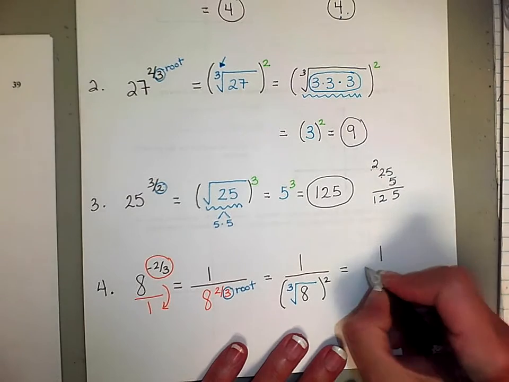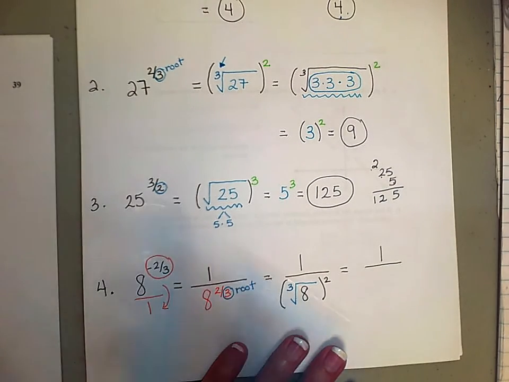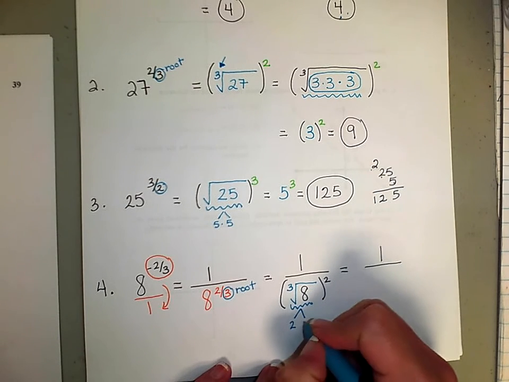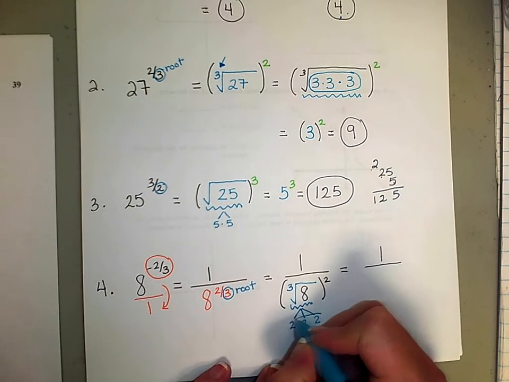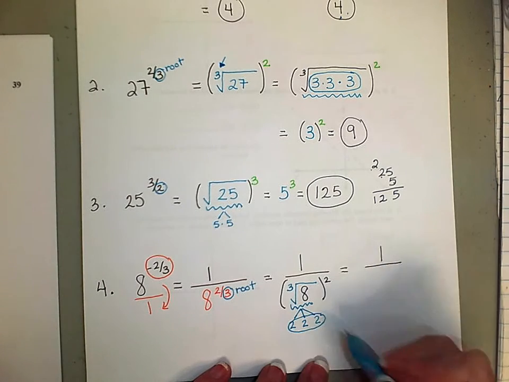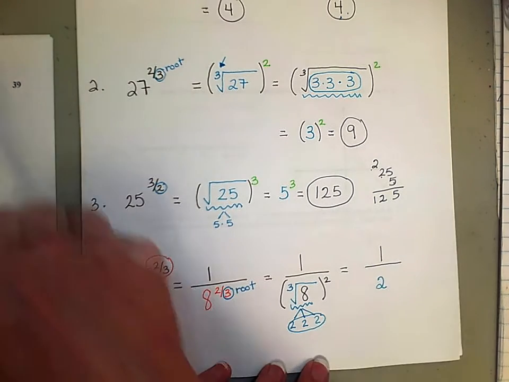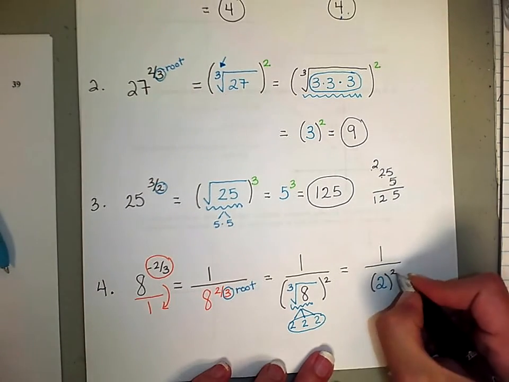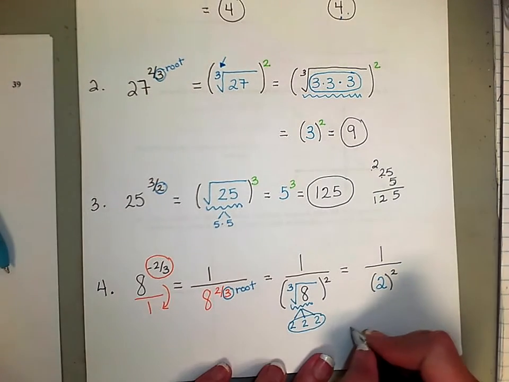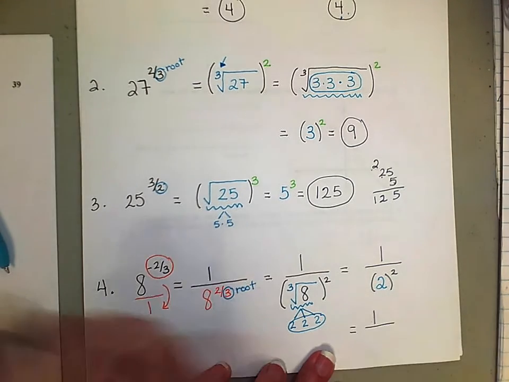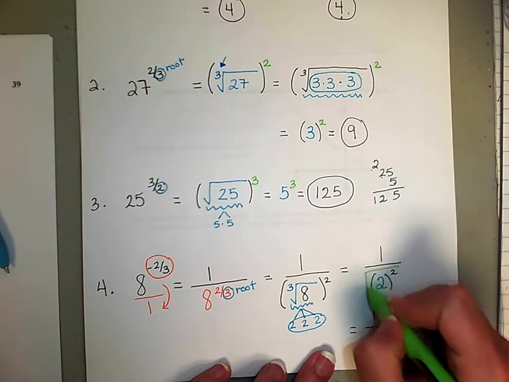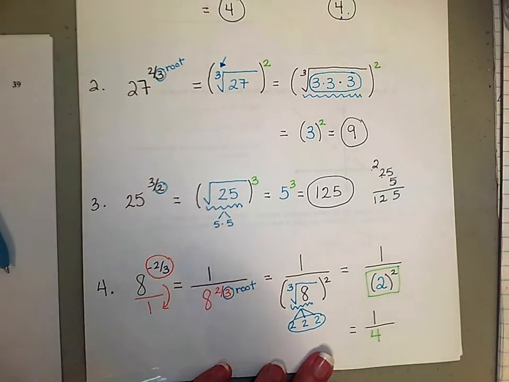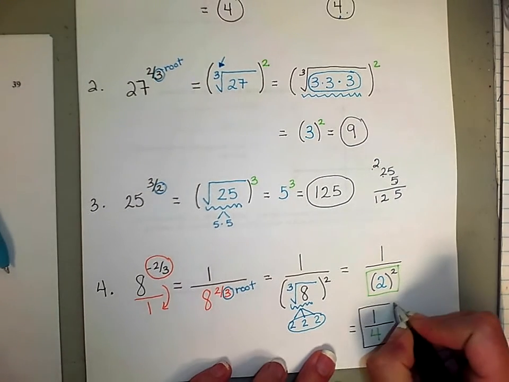So this is equal to 1 over the cube root of 8, which is 2. 8 is 2 times 2 times 2, so I have a group of three 2's. Therefore, the cube root of 8 is 2. Okay. And I still have to square that. Now I can finish the problem, and 2 squared is 4. So 8 to the negative 2/3 power is the same thing as positive 1/4.